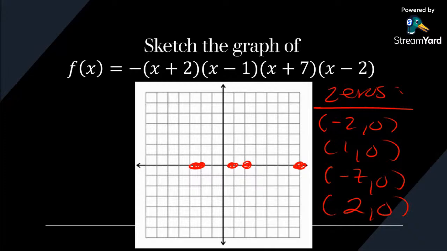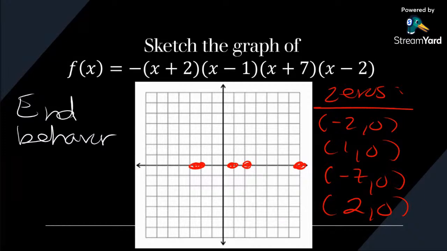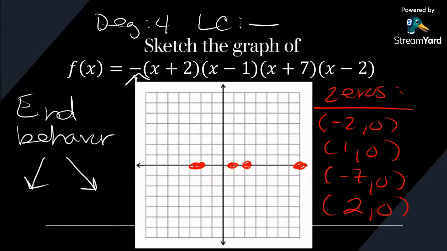The next thing we want to find is our end behaviors. This is based upon our degree. So we count how many x's we have: 1, 2, 3, and 4. Since we have 4, that is our degree. But our leading coefficient is negative. It's looking at us right in the face. So our end behaviors are both going to be going downward. When we look at our graph, we go to the far left and point the graph down. On the far right, also point down.